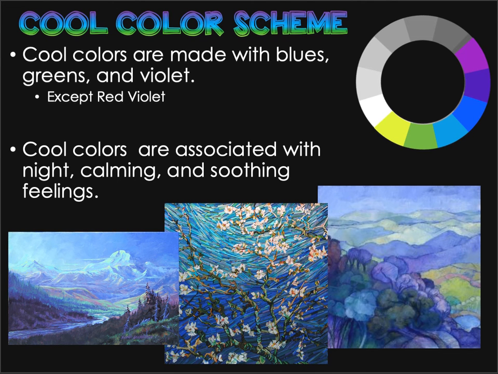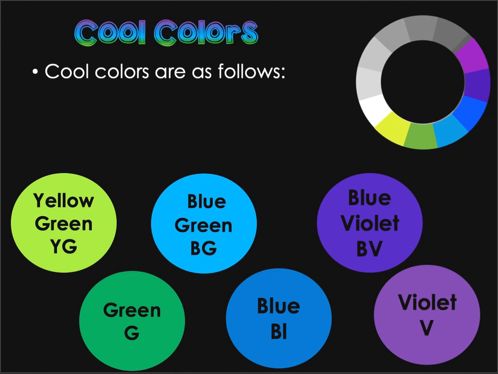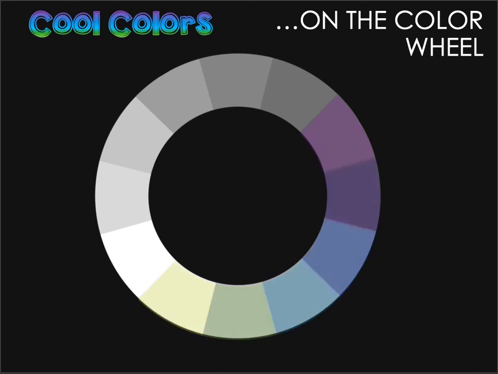The other side of the color wheel, that's your cool colors. Right? So these are colors made from blues and greens and violet, except red-violet. Cool colors, I associate those with night, with something that's very calming, soothing. I personally enjoy a cool color scheme over a warm color scheme any day. I just find them more appealing to me. Cool colors: yellow-green, green, blue-green, blue, blue-violet, and violet. They make up the other half of the color wheel.